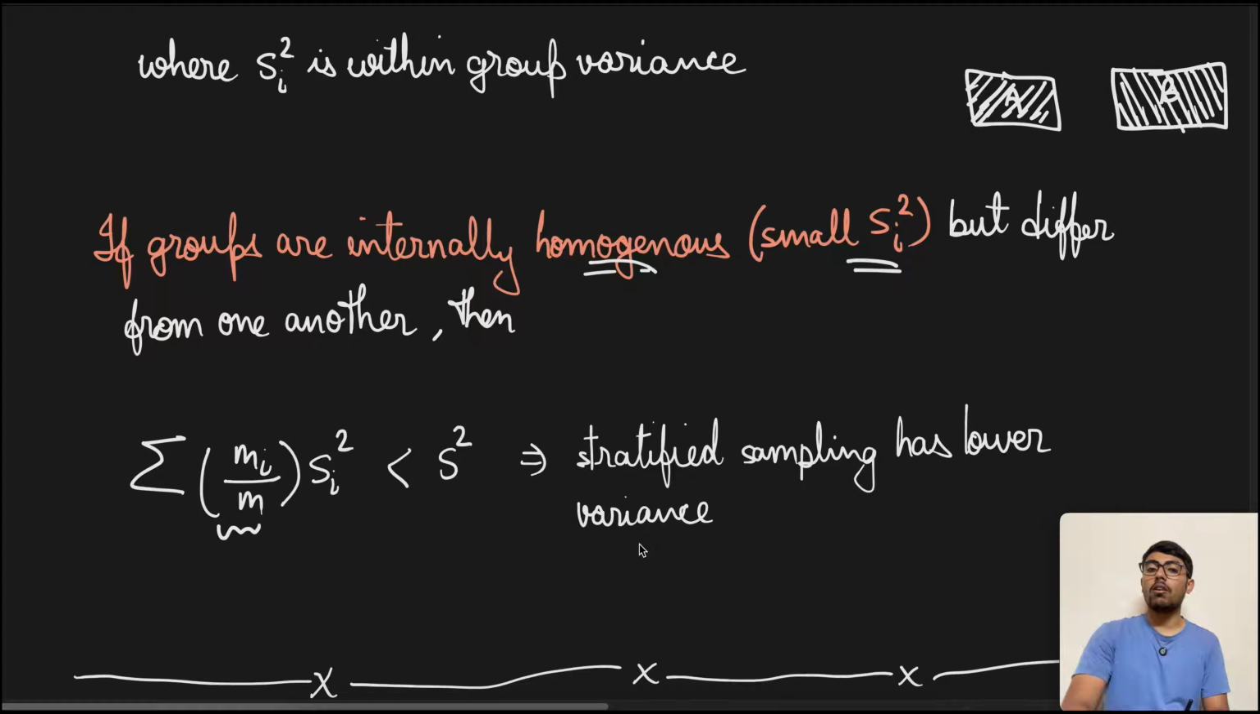Stratified sampling now, as we saw here, will have lower variance than the simple random sampling method, right? So this is SRSWR, and this is the stratified.